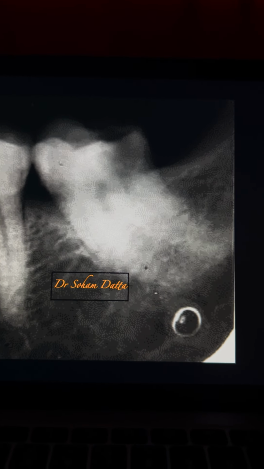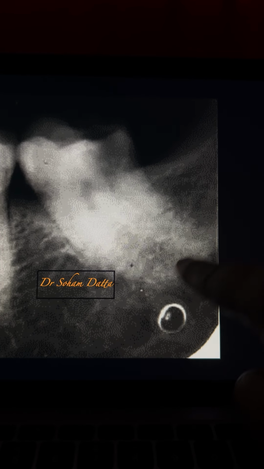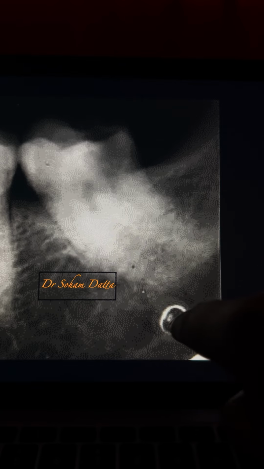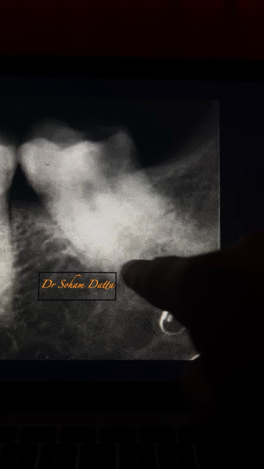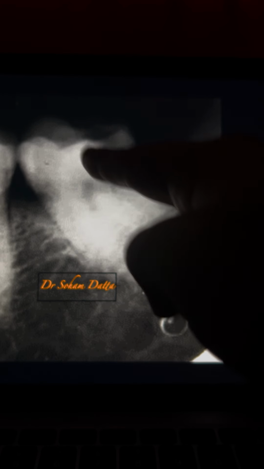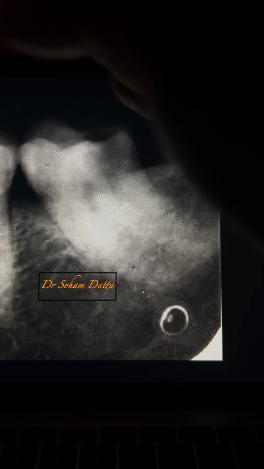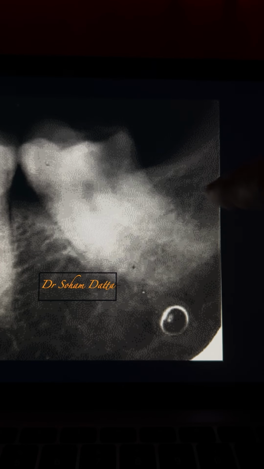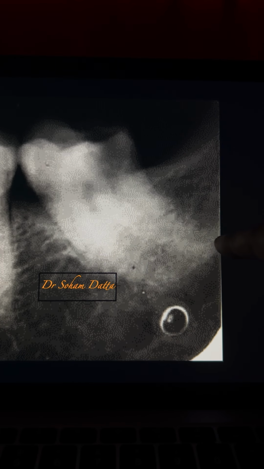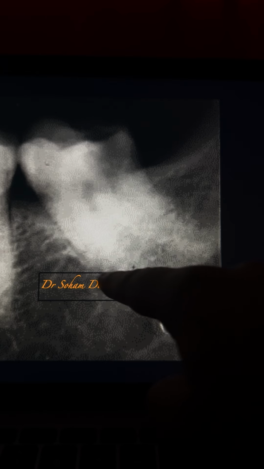Now you can appreciate there is a curvature present both in the mesial root, that is the probable end of the mesial root, as well as in the distal root. It's like this and going like this, coming like this and going like this. Here you can see the curvature, distal, here the mesial.